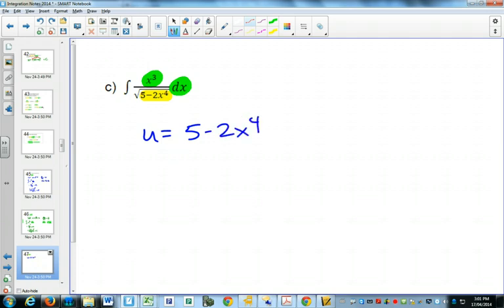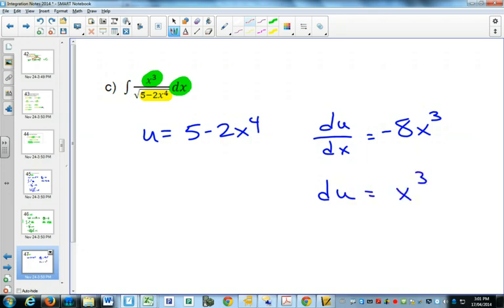Okay, so the derivative of u with respect to x gives us negative 8x cubed, and it doesn't match up perfectly with what we have in the equation, because the equation just has an x cubed. But if I rearrange this, if I want to get just x cubed dx, do you see that I could do that by dividing by the negative 8? So that'll give me on this side du over negative 8. You can also think of that as 1 over negative 8 du as a fraction.